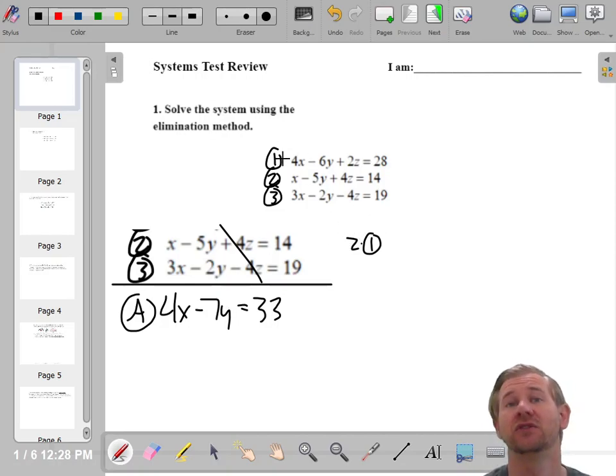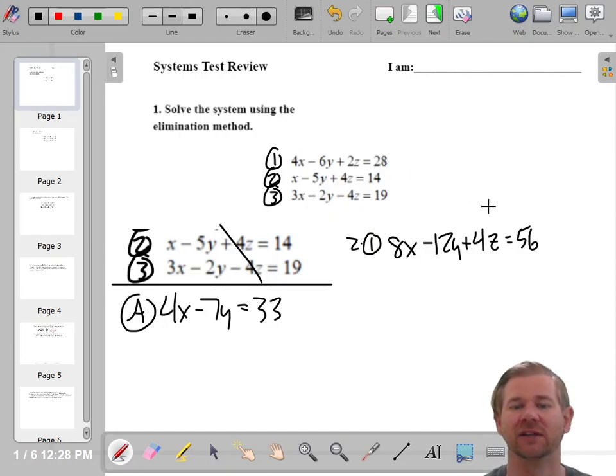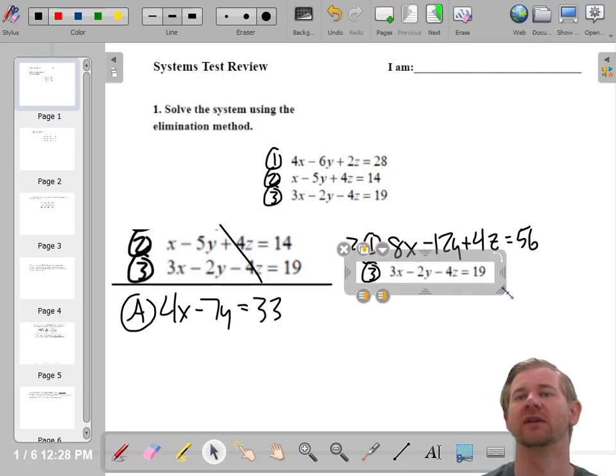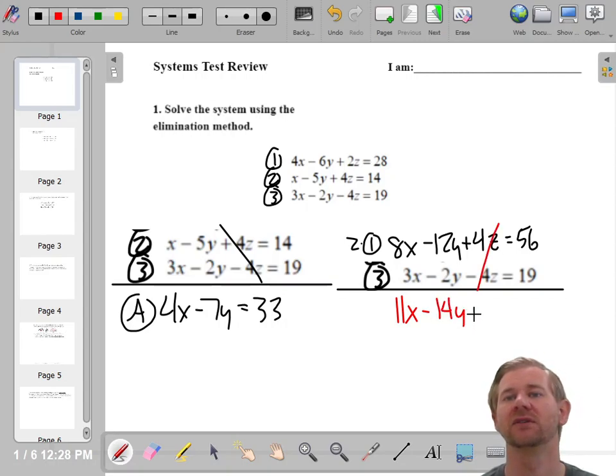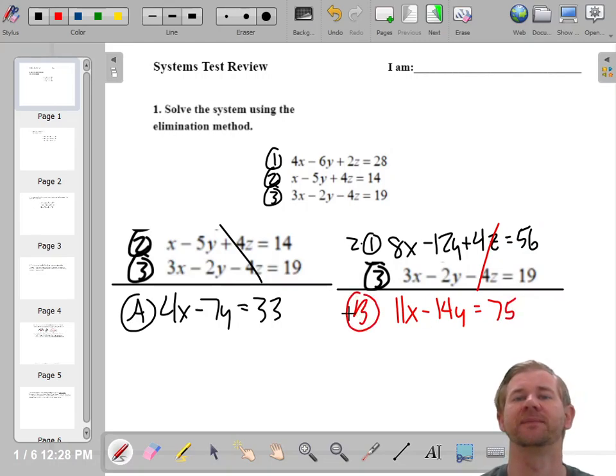So if you keep track, 2 times 4, 8x, 2 times negative 6, negative 12y, 2 times 2, 4z, and 2 times 28 is 56. So if I go back and look at it and like, oh, I put 6 instead of 12, at least I know I was supposed to double it. And then I'll keep line 3 the same way it was, just because that'll cancel out the z's, which is what I'm looking to do. So when I now add these two together, I have 8 plus 3 is 11x, and negative 12 and negative 2 make negative 14y, z goes away, and 56 and 19 is 75. That will be my line B.